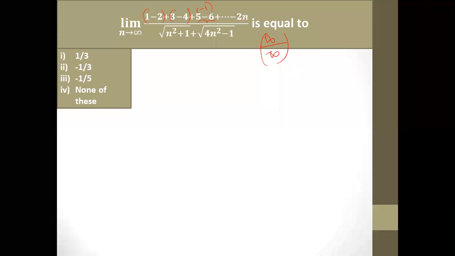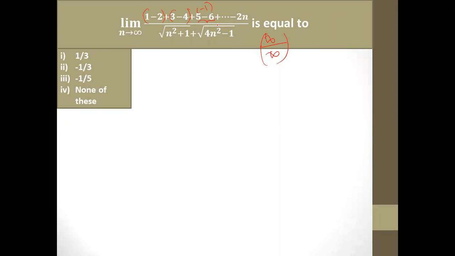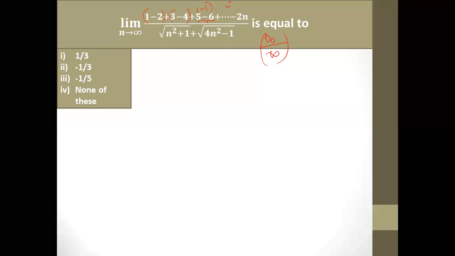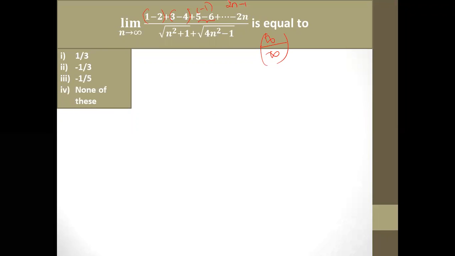Again, what is the number just before 2n? Before 6 there is 5, which is 1 less than 6. So what is 1 less than 2n? It is 2n minus 1. So when you do 2n minus 1 minus 2n, again you will get minus 1.